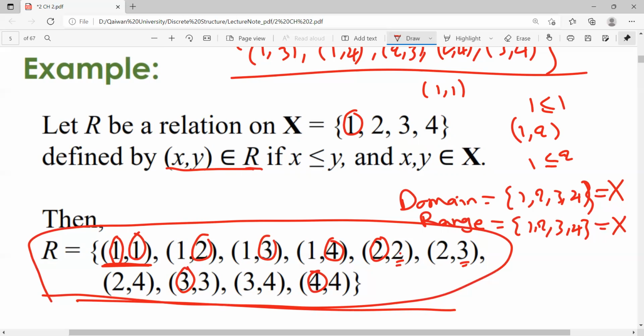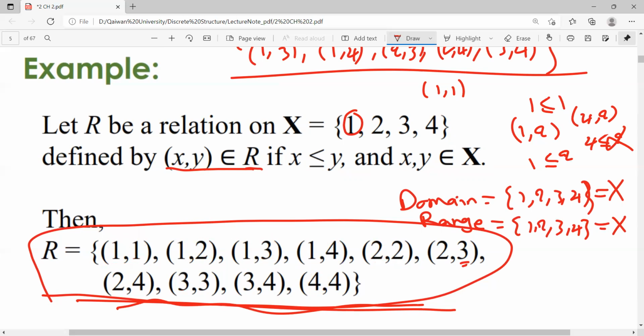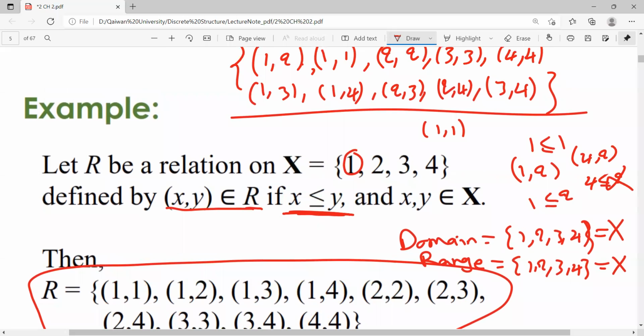How about 4 and 2? Can I say 4 is less than or equal to 2? No. As you see, we have no such pair in the set R. Set R is the set of relations, that means it's the set of all pairs which satisfy this inequality. We pick any two numbers from X.